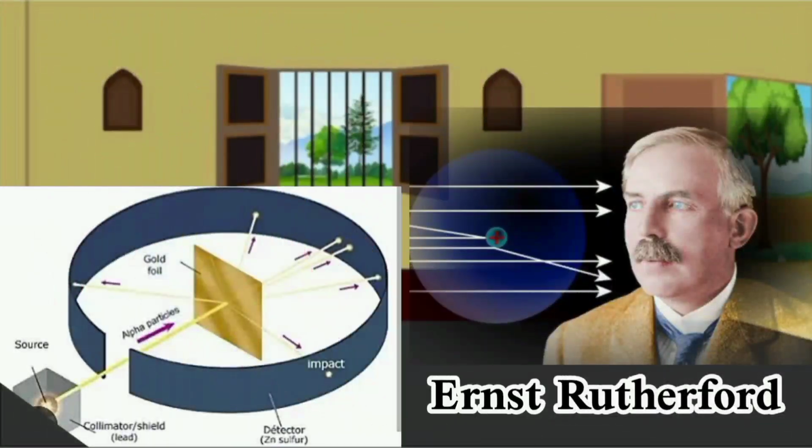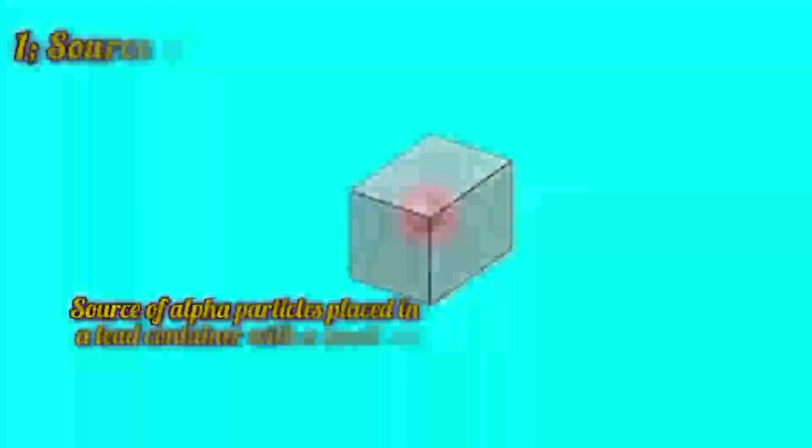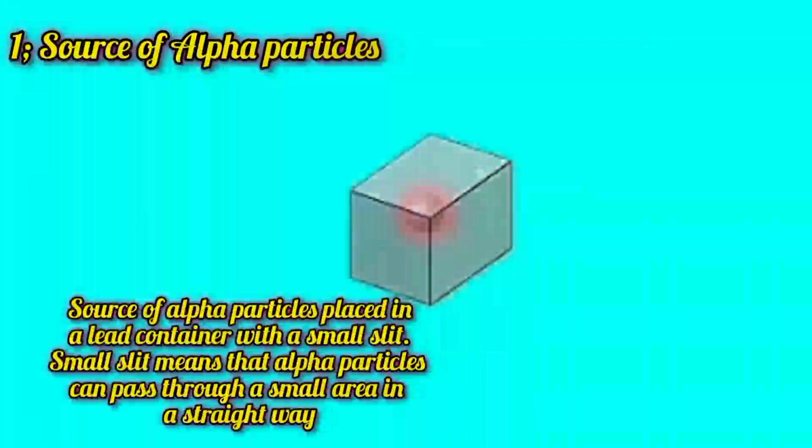Ernest Rutherford, one of Thomson's students, disproved the plum pudding model in 1903. In 1911, Ernest Rutherford performed the gold foil experiment to learn the structure of an atom in a more accurate way. The setup of the gold foil experiment: the first one, the source of alpha particles.